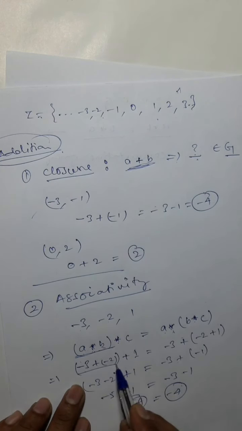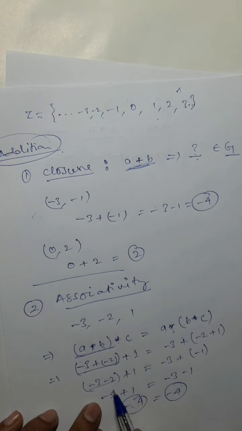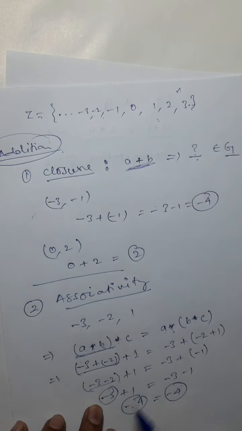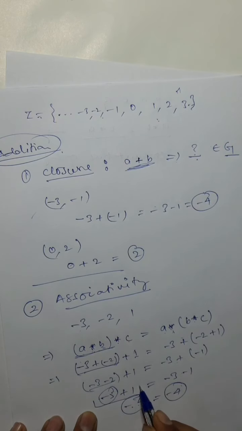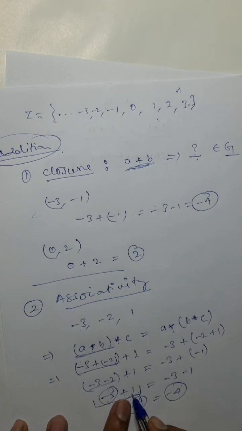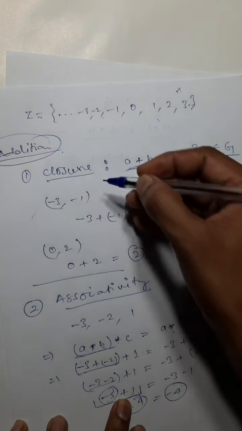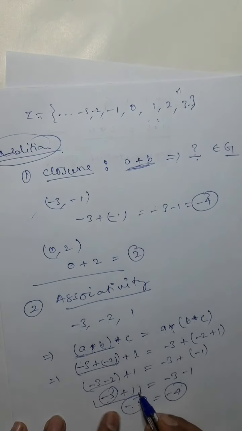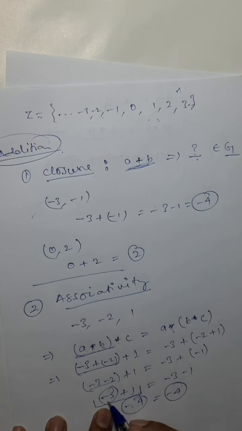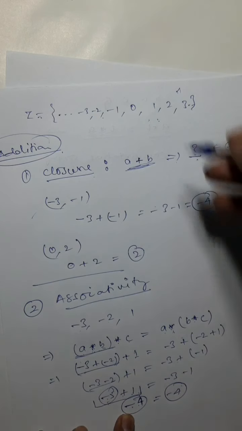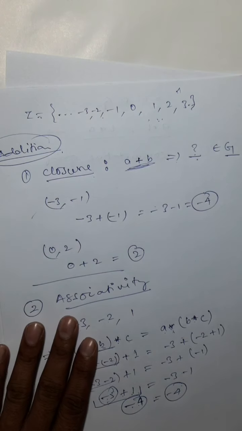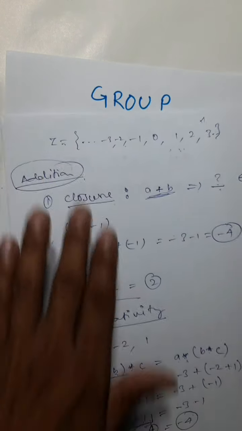Here this will be closed, meaning the element -5 must belong to the set Z. Again, considering -5 plus 1, this again represents the closure property, because we have already proved that closure holds in Z. So the result of -5 plus 1, which is -4, will also belong to the set Z. Thus we can say that the closure property and associativity property both hold in Z.